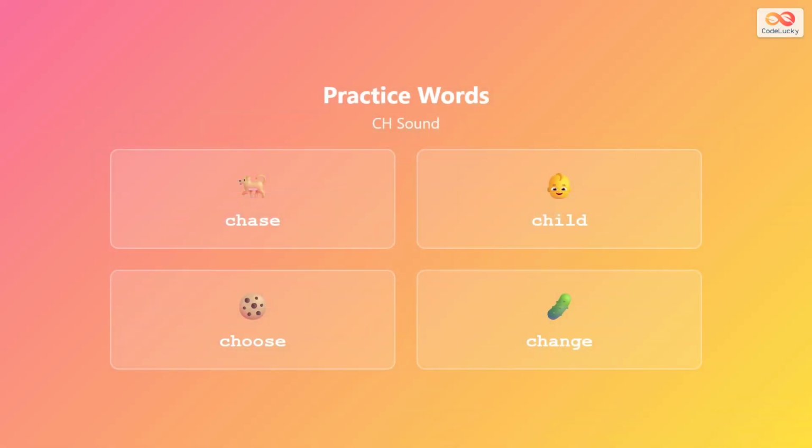Let's practice some CH words. First word, chase. Second word, child. Third word, choose. And fourth word, change. Repeat each word after me and pay attention to how your tongue and mouth move when you make the CH sound. Try saying all four words again.